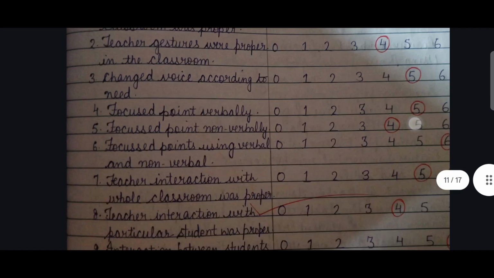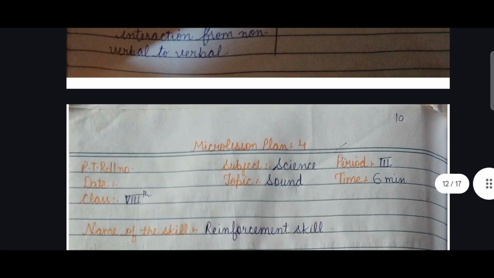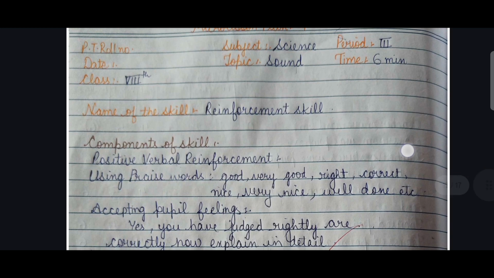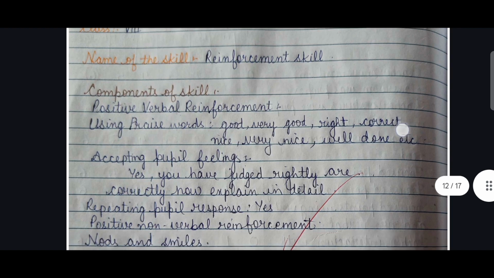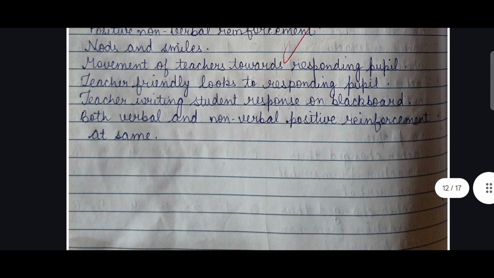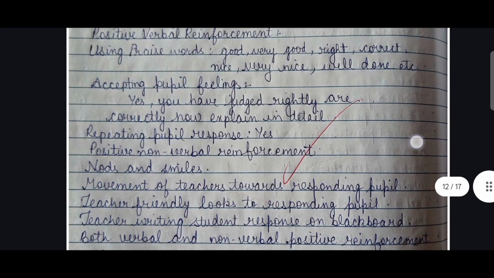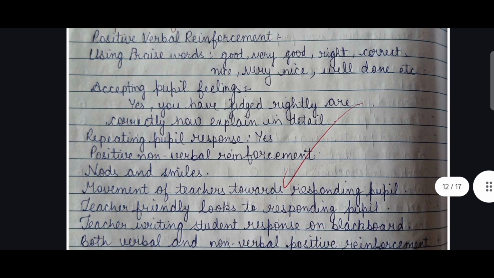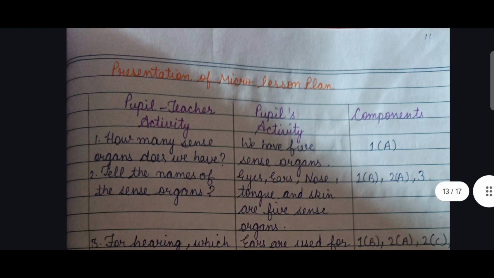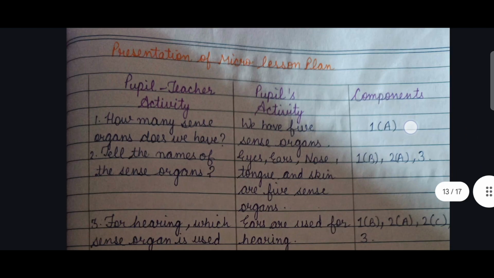Then is the evaluation sheet. Components of skill are on the left side and on the right-hand side is the rating scale. Then our fourth micro lesson plan is on the topic sound. It's for class 8th. The name of the skill is reinforcement skill. The components of the skill are mentioned.